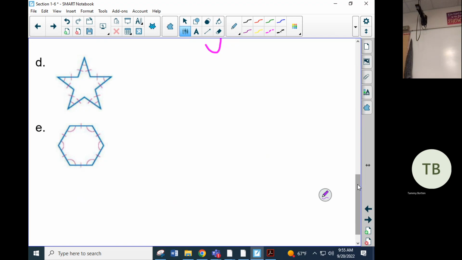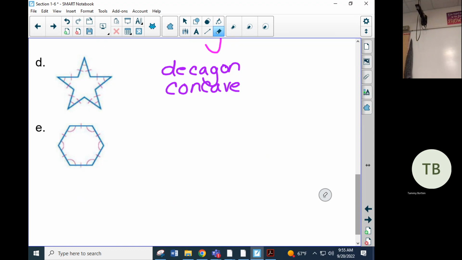So first of all, this has 1, 2, 3, 4, 5, 6, 7, 8, 9, 10 sides. So what is a 10-sided figure? Decagon. So does this one look like it caves in? Yeah. Okay. So this last one is where I think it's a trick question. When you look at this, for this to be regular, it has to have 10 sides that are congruent and 10 angles that are congruent.